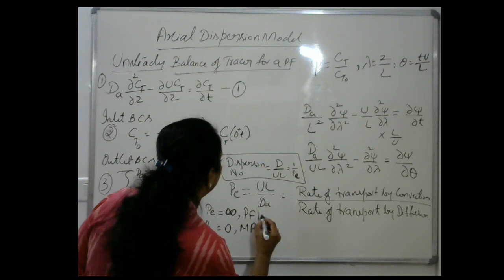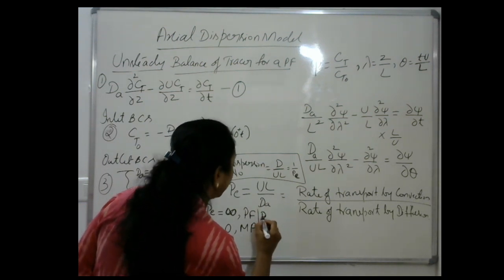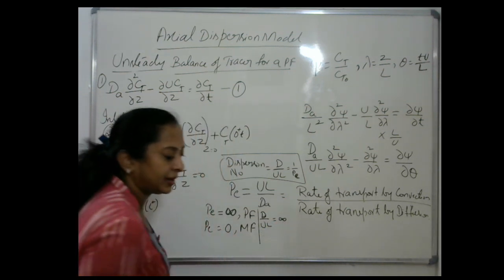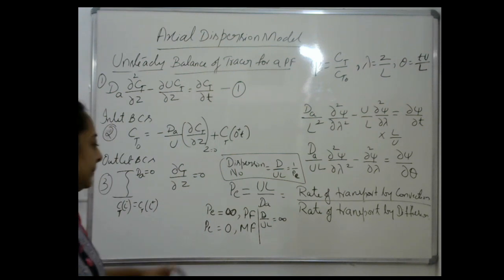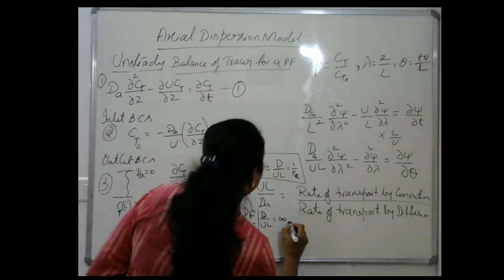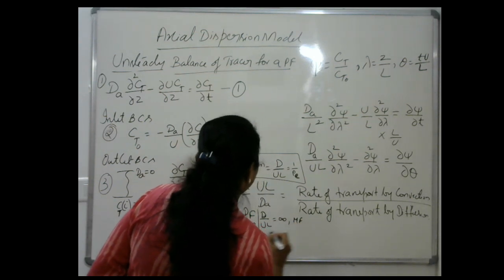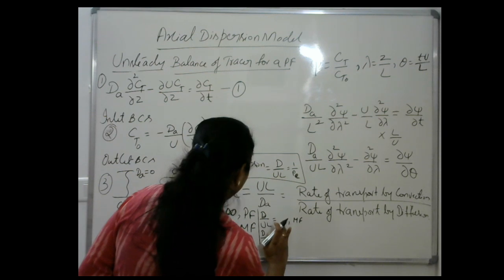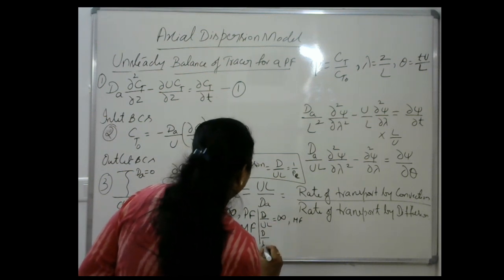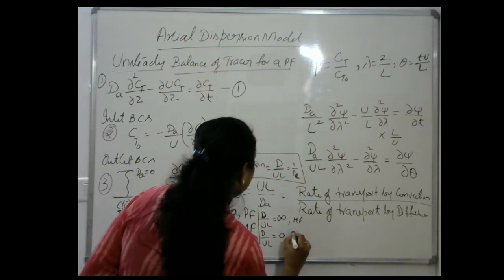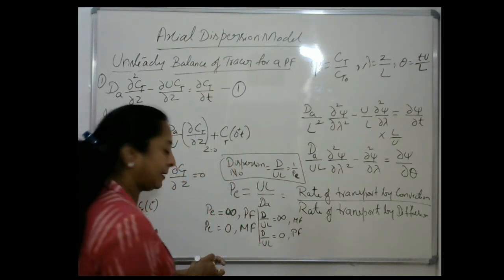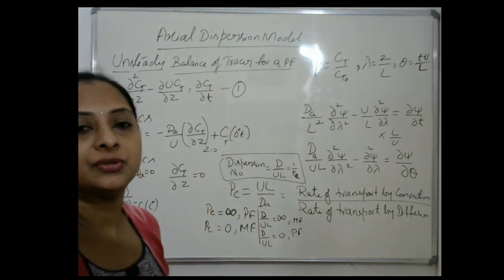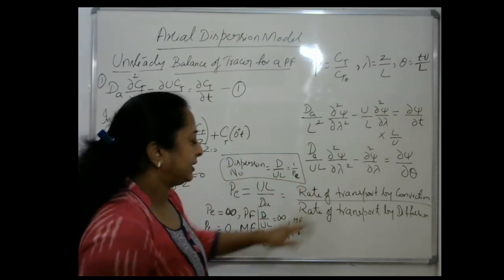And vice versa, if you write in terms of D by UL, the dispersion number: if the vessel dispersion number D by UL is infinity, then it is MF. And if D by UL is 0, it is PF. The dispersion number for a PF is 0. Okay, so we have discussed this part.